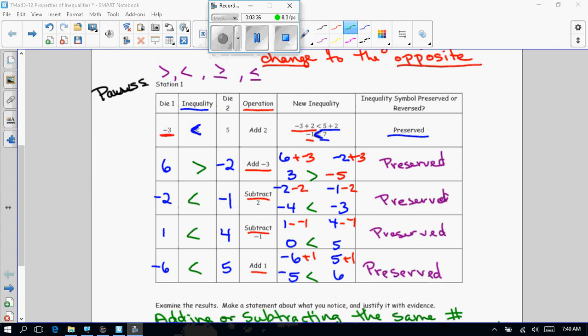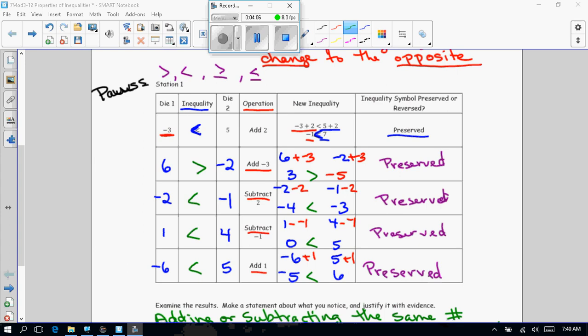All right, so there's all my work. And you'll notice, like for the first one where I had 6 was greater than -2, I now have 3 is greater than -5, and the sign is preserved. They both were greater thans. The second one that I have is -2 is less than -1. When I subtracted 2, I now have -4 is less than -3, and it is again preserved. 1 is less than 4, and when I subtract 1 from both sides, I now have 0 is less than 5, which is also preserved.